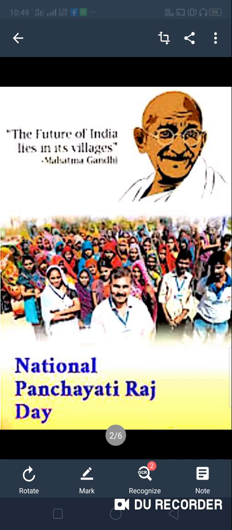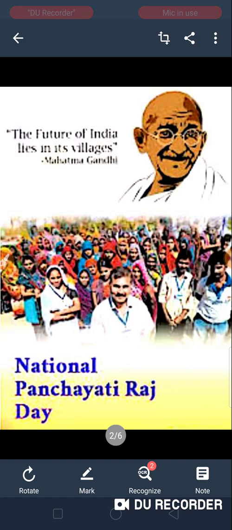The Gram Sabha acts as a legislative body, whereas the Gram Panchayat is an executive body at the village level. Gram Sabha is the legislative body and Gram Panchayat is the executive body, and both are at village level.